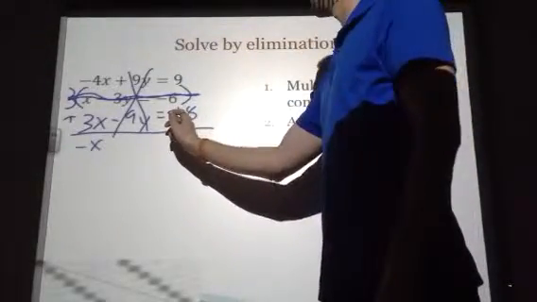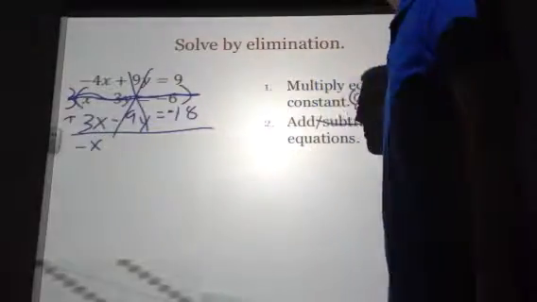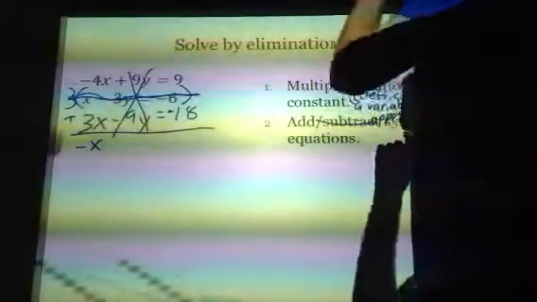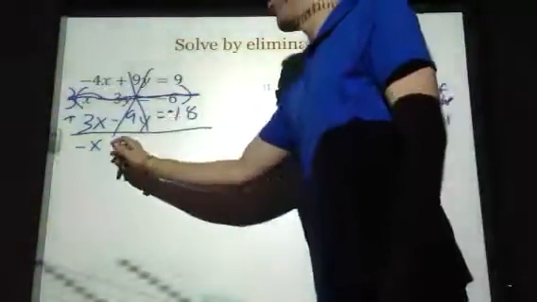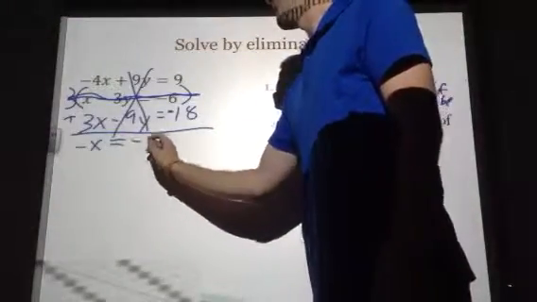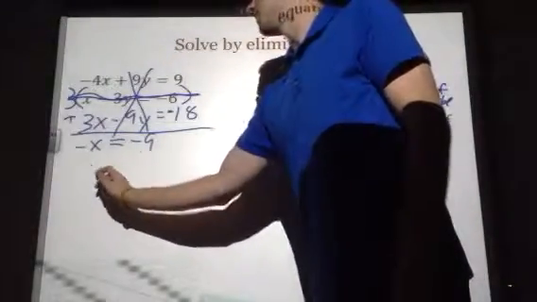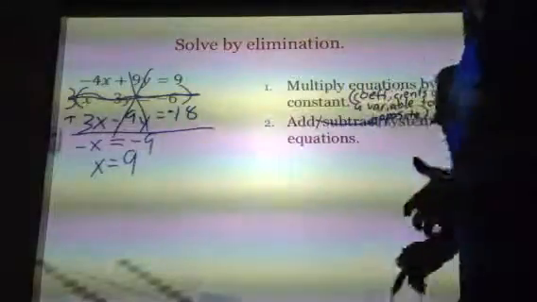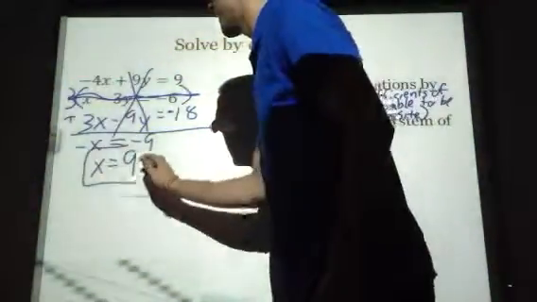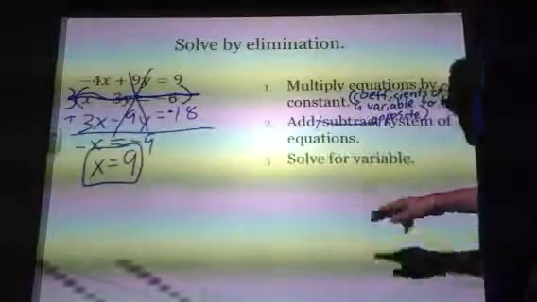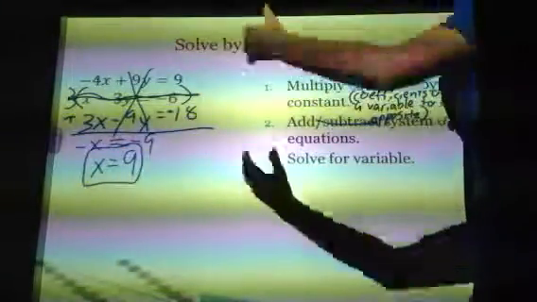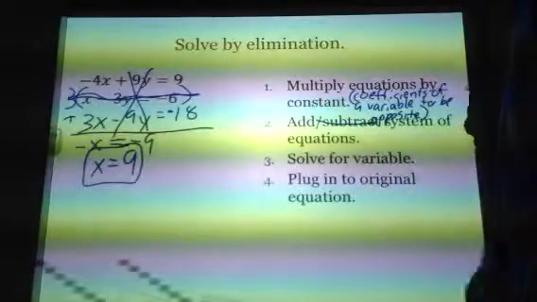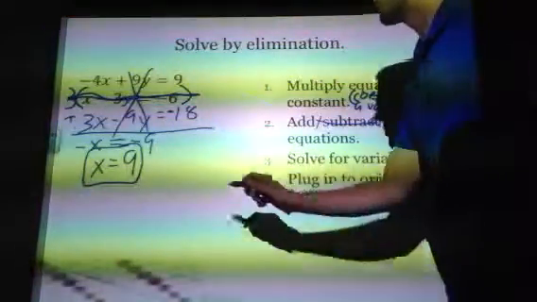that should be negative 18, because we multiplied that whole second equation by 3. So 3 times negative 6 would be negative 18. So 9 plus a negative 18 is going to be negative 9. So if negative x is negative 9, positive x is going to be 9. Divide both sides by negative 1. Alright, so now we have one of our variables. Okay, solve for a variable, that's what we just did. That was step 3. Step 4, plug into the original equation.